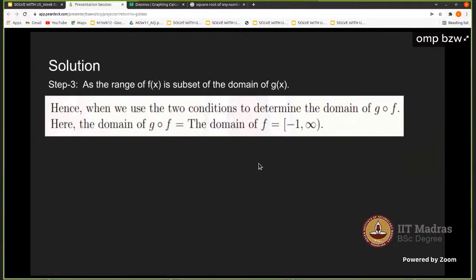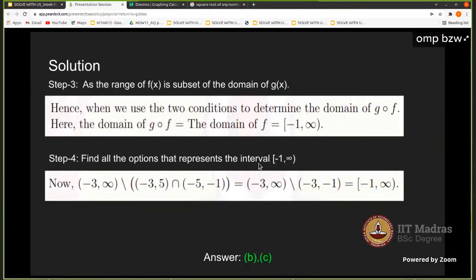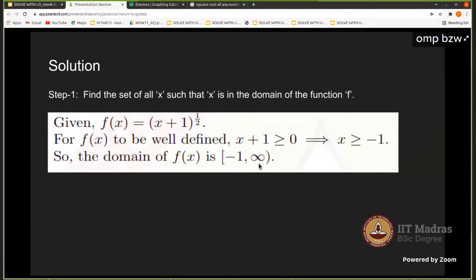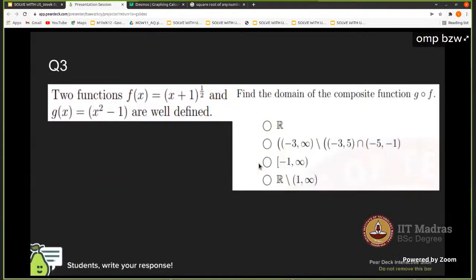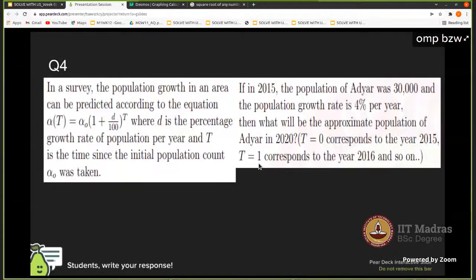Can't you think of it like the common area between the domain of f of x and g of x? See, that is the common area. I will come with an example. Let's just finish this slide first. Okay, sir. Could you just show the question and tell us which options are correct? B and C. Okay, thank you.